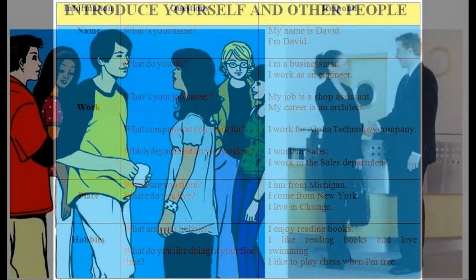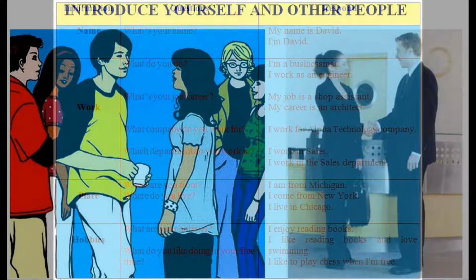And before asking questions about work, you can ask about the place. For example, you can ask, where are you from? Or where do you come from? Or where do you live? And the other can answer, for example, I'm from Michigan. I come from New York. Or I live in Chicago.